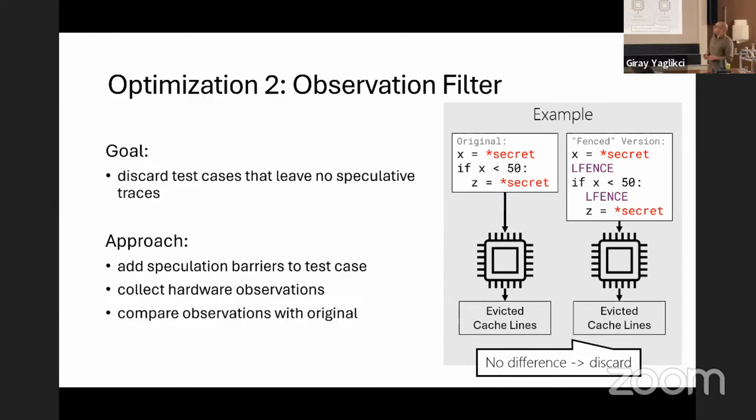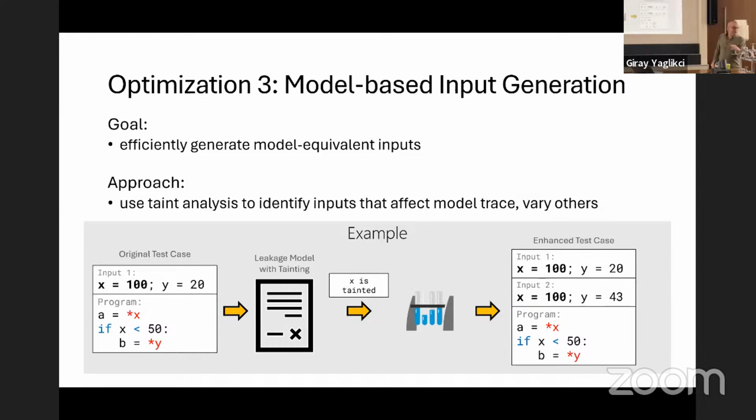Second, if a test case speculates, we add fences after every instruction and see whether the final cache state of this fenced version and the non-fenced version coincide. If they do coincide, then the serialized test case does exactly the same memory accesses, so the test case is uninteresting. Throw it away. That's, by the way, very similar to a technique that folks at Project Zero used to find Zenbleed. And finally, rather than hoping for collisions on the contract trace, we use a taint tracking approach to generate inputs such that we know they produce the same contract trace.